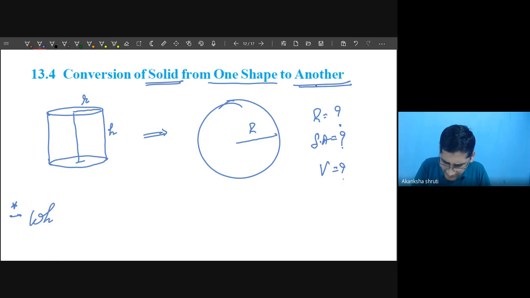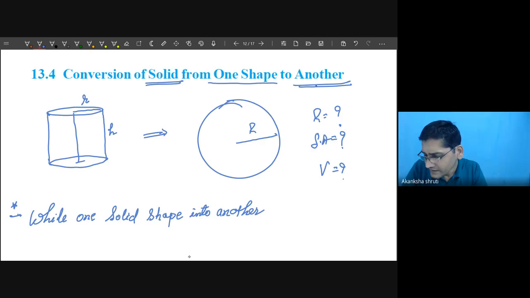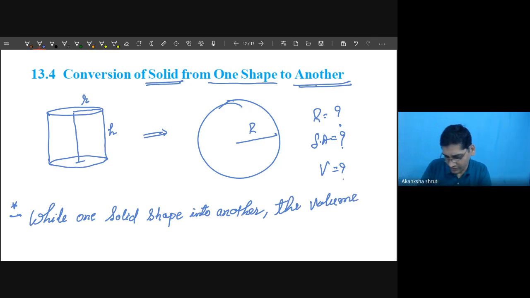While converting one solid shape, keep in mind it should not be hollow. If it is hollow, still you shall take the volume only, meaning the volume of the material only. While converting one solid shape into another, the volume remains unchanged.